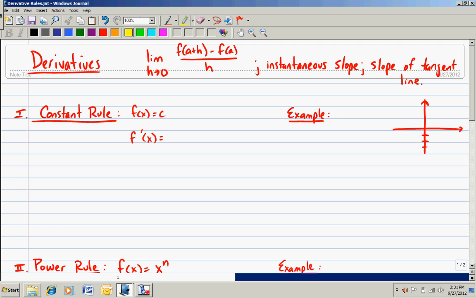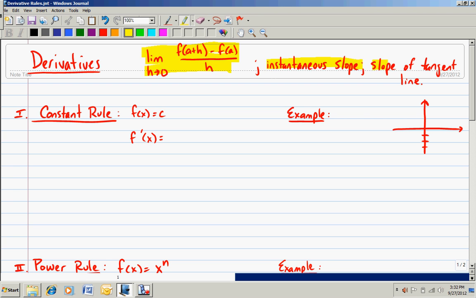As you take a look at the note sheet that we have organized here, the concept of a derivative is defined as the limit of f of a plus h minus f of a, all divided by h, as h approaches 0. And this is the limit formula that we talked about as the secant slopes become a tangent slope. In other words, as the average rate of change moves closer and closer to an instantaneous slope, an instantaneous rate of change.